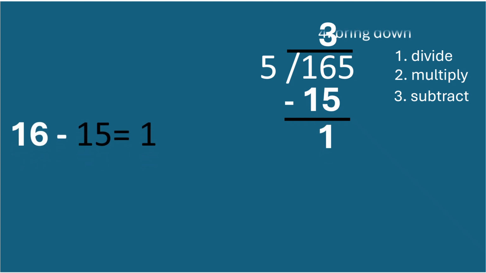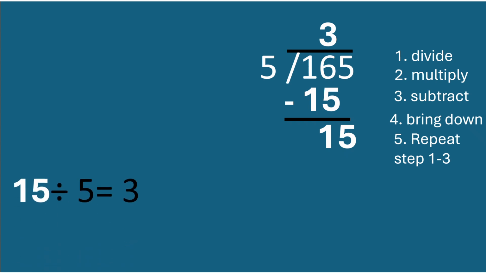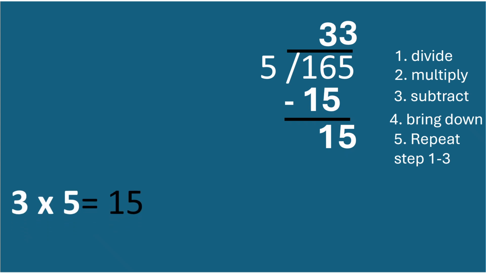The next step is bring down the next digit, or the remaining digit in the dividend. Bring down 5. Then we repeat steps 1 to 3. Divide: 15 divided by 5 is equal to 3. Then place 3 above 5. Then multiply it with 5.